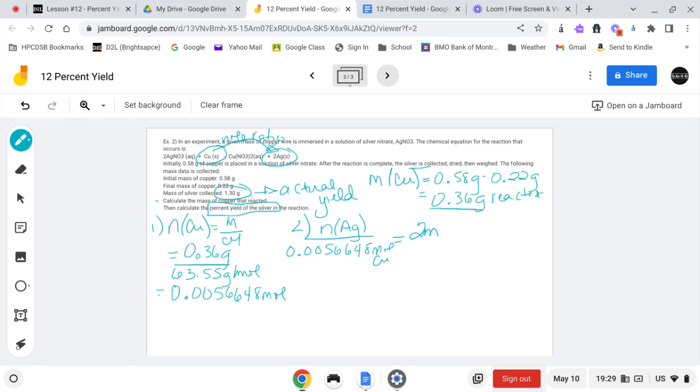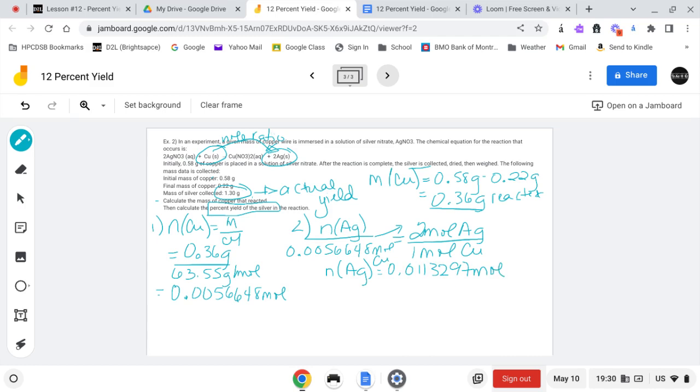So I have 1 mole of copper in my reaction, and 2 moles of silver should be created if I had 1 mole of copper. So we're going to cross multiply this by 2. And then the moles of silver that I get should be 0.0113297 moles.